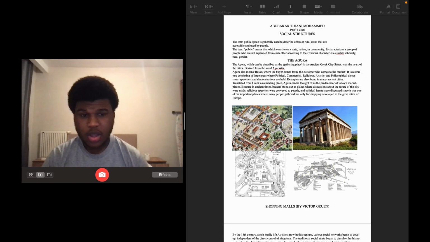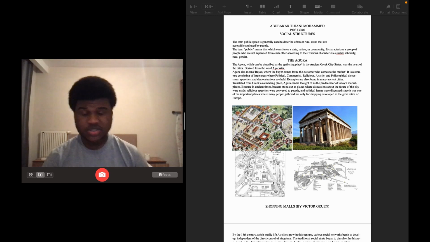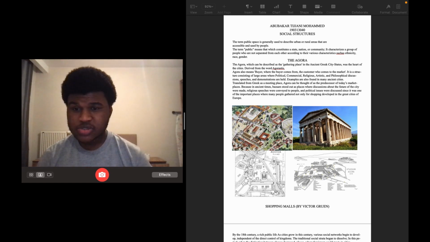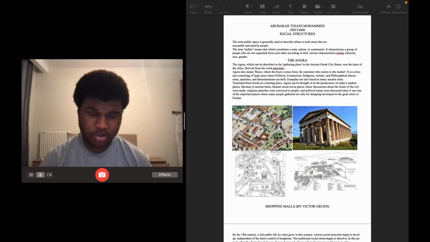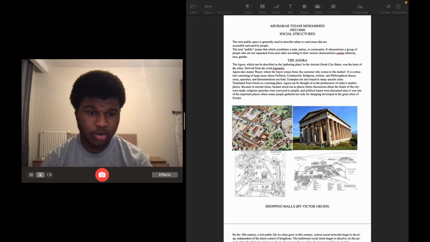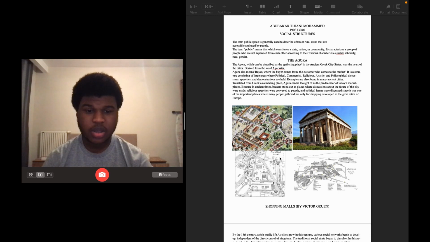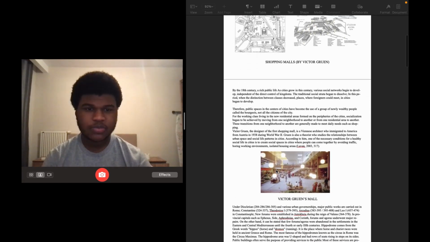So I talked about the Greek agora, the agora of Athens, but that's not the only agora. We have many agoras throughout history. So I talked about this particular one. So as you can see, the plans, the picture of the agora itself, and some old plans are there. That's one more example.